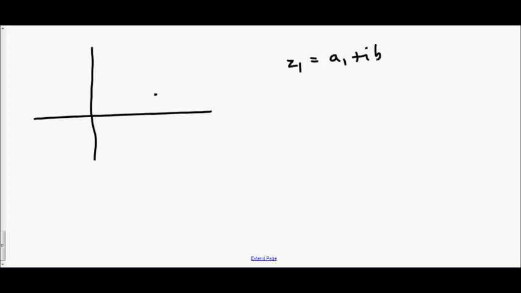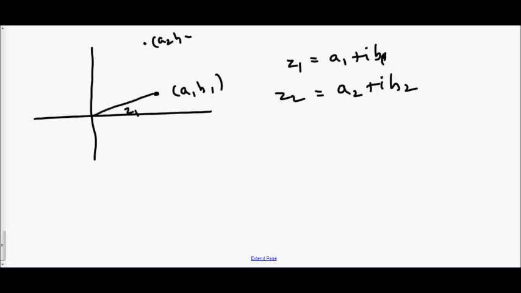I also said that a complex number can be viewed as a vector. So if I have z1 as some number a1 plus ib1, and z2 as another complex number a2 plus ib2, then I can make two points, a1 b1 and a2 b2, and these two are my vectors, which are also the complex numbers. So z1 and z2 are here, and you know that modulus z1 is the length of this, and modulus z2 is the length of this.